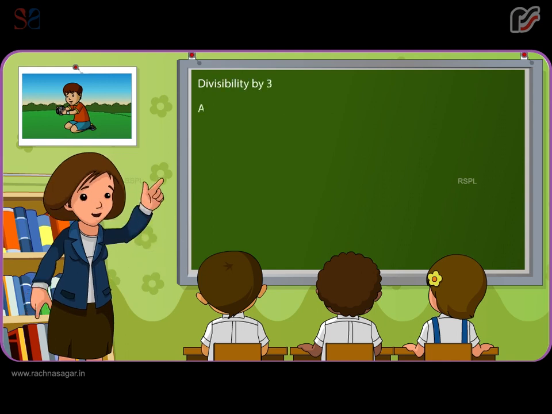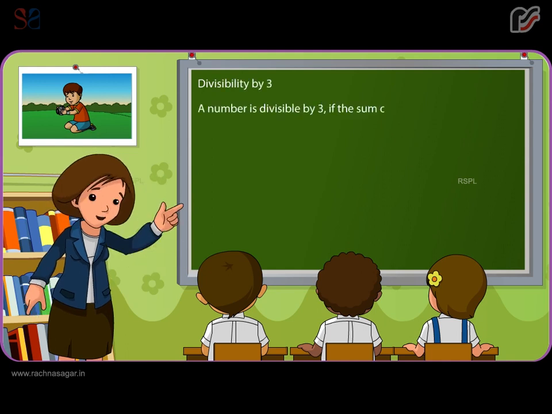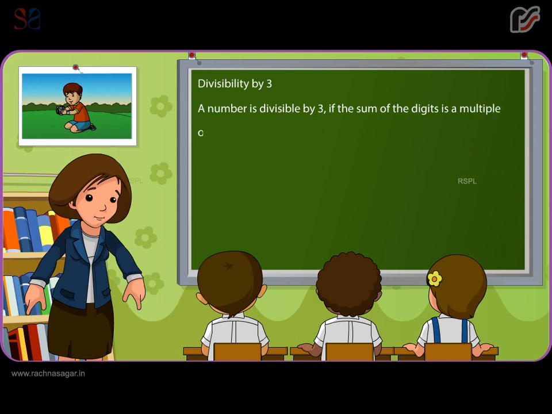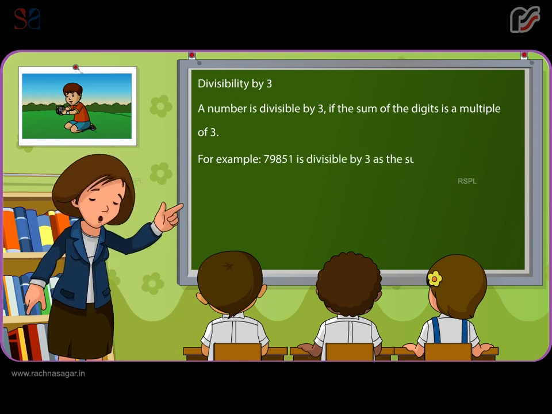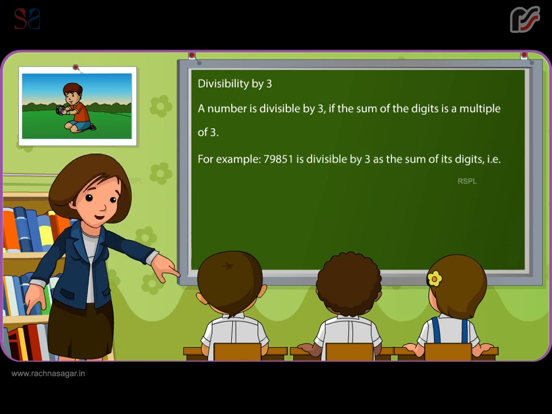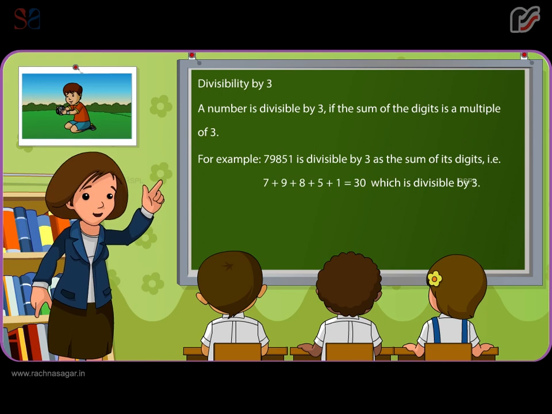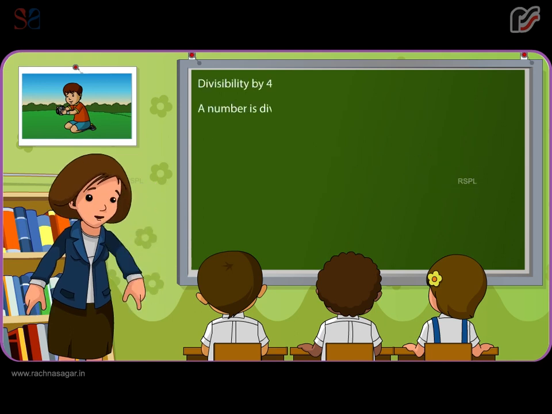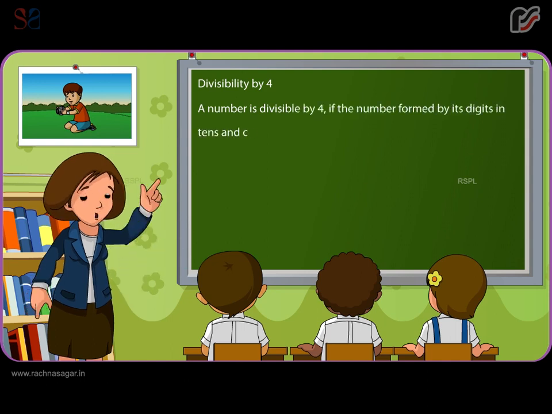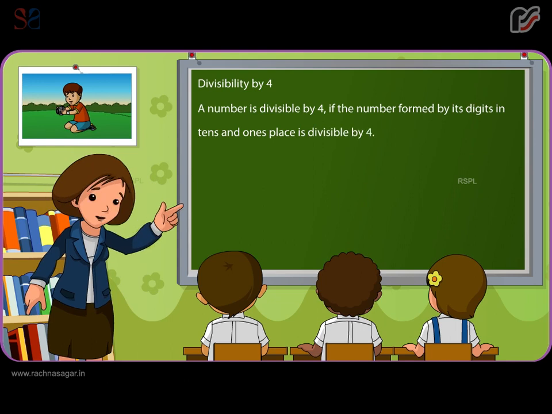Divisibility by 3. A number is divisible by 3 if the sum of the digits is a multiple of 3. For example, 79,851 is divisible by 3 as the sum of its digits, that is 7 plus 9 plus 8 plus 5 plus 1 is equal to 30, which is divisible by 3. Divisibility by 4. A number is divisible by 4 if the number formed by its digits in tens and ones place is divisible by 4.